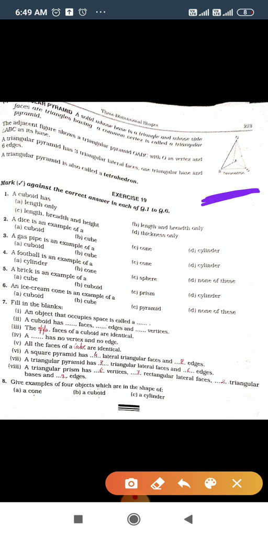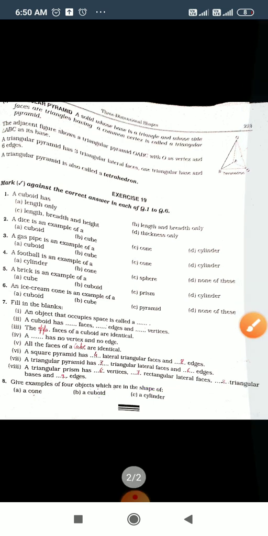Okay students, do exercise 19 and fill it in the book. Today's homework is to complete chapter 19. Do it in the book and learn the basic concept.